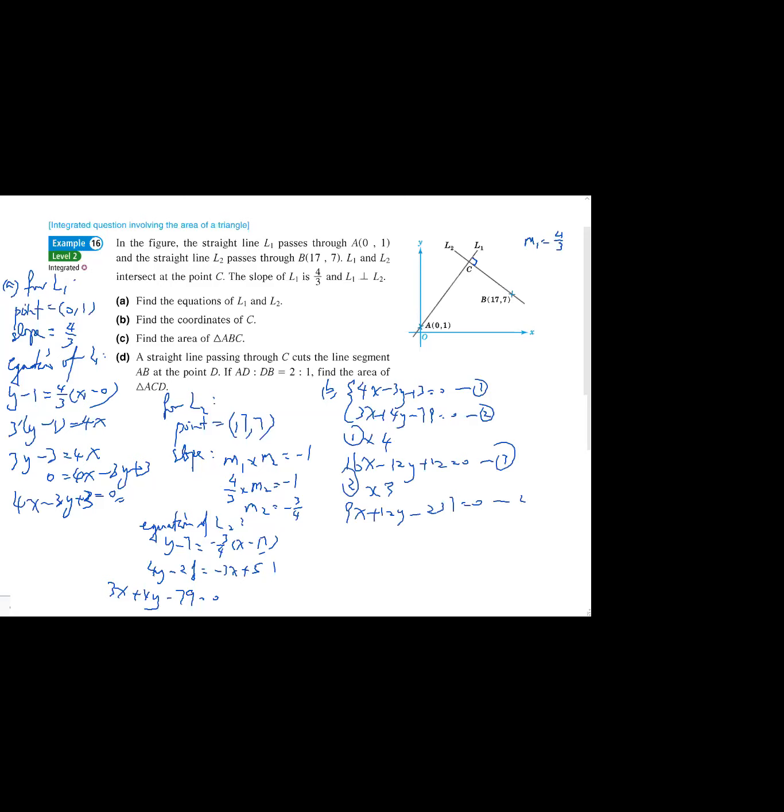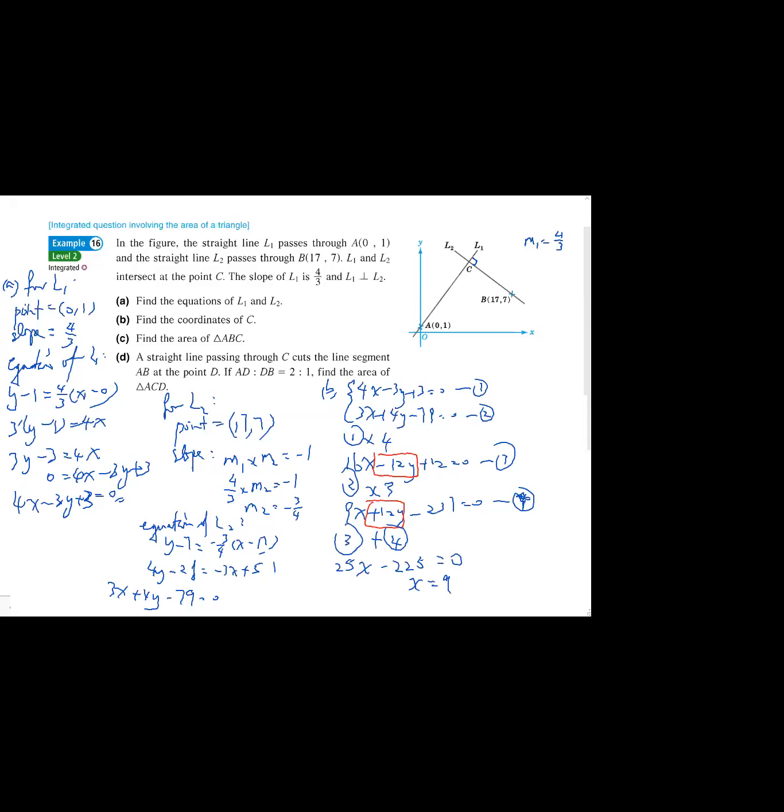Yes. And then call this equation 4. Okay. And can you see that I have made the y terms one positive, one negative, such that I can add the equations together, and then we will eliminate the y terms. So the x term, 16x plus 9x is 25x, and then the constant term plus 12 minus 237 should be minus 225 is equal to 0, and then you may find that x should be equal to 9.